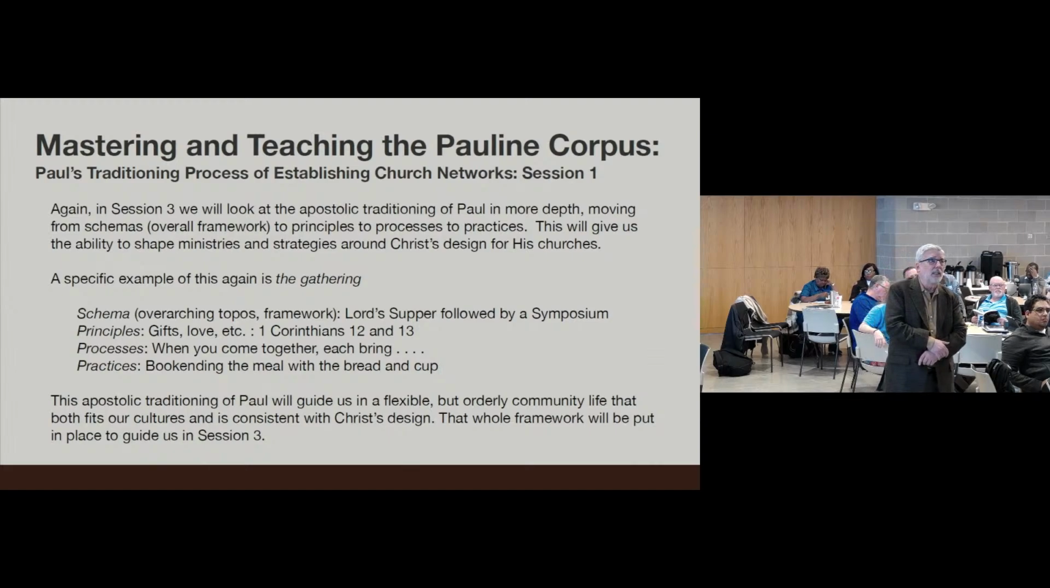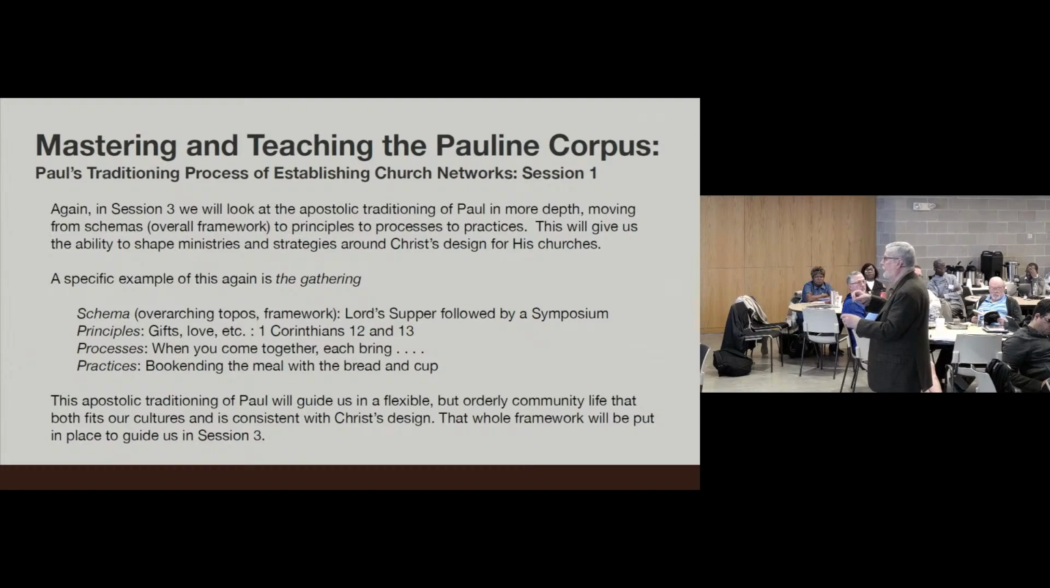Take the gathering again. The schema, the overall arching topos, the framework, is the Lord's Supper followed by the symposium. When you gather together, here's the Lord's Supper. When you come back together, here's the symposium. And so that becomes the organizing center of everything that happens in that whole section. Then you've got, what in the world, 1 Corinthians 12 and 13. Well, you've got gifts, and you've got love, and they're all built around a set of principles that help you understand how gifts work and why love is superior.